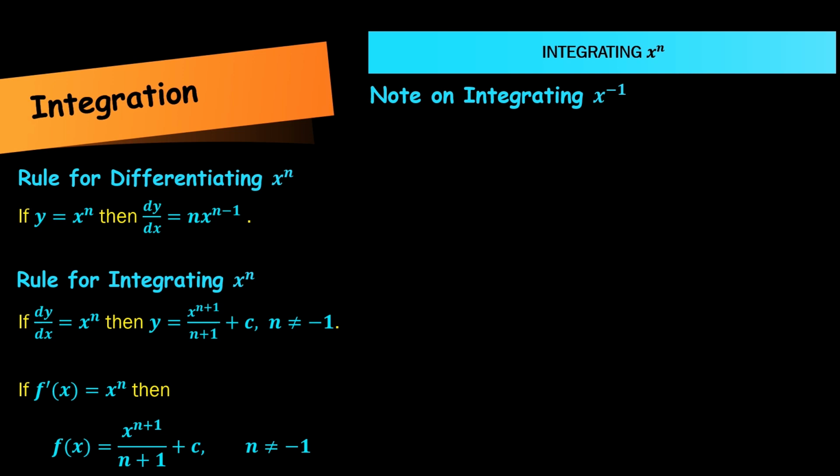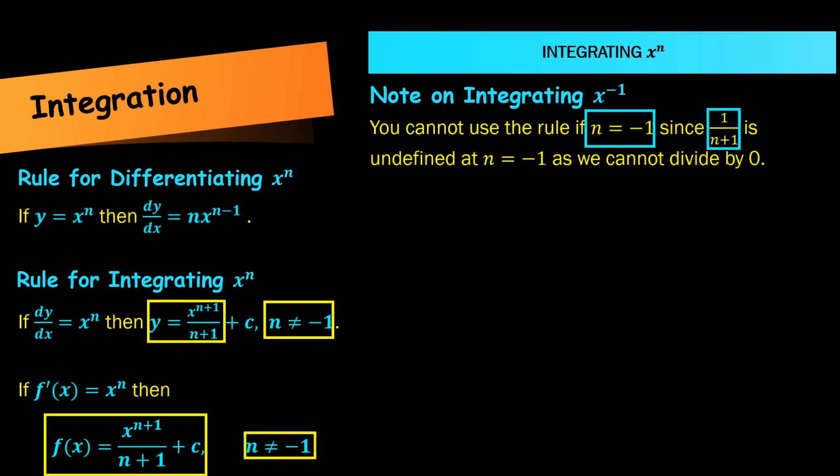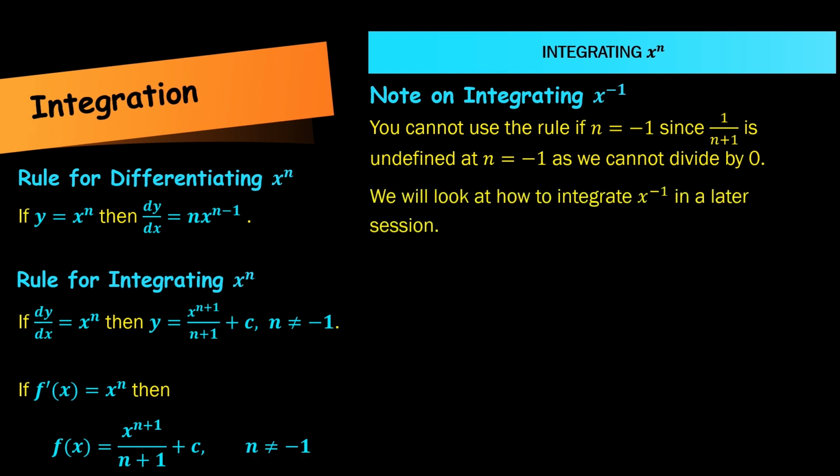Let's take a look at integrating x to the minus 1. We cannot use this rule that we've indicated here if n equals minus 1, since 1 over n plus 1 is undefined at n equals minus 1, as we cannot divide by 0, as you can see from these formulae. We will look at how to integrate x to the minus 1 in a later session.